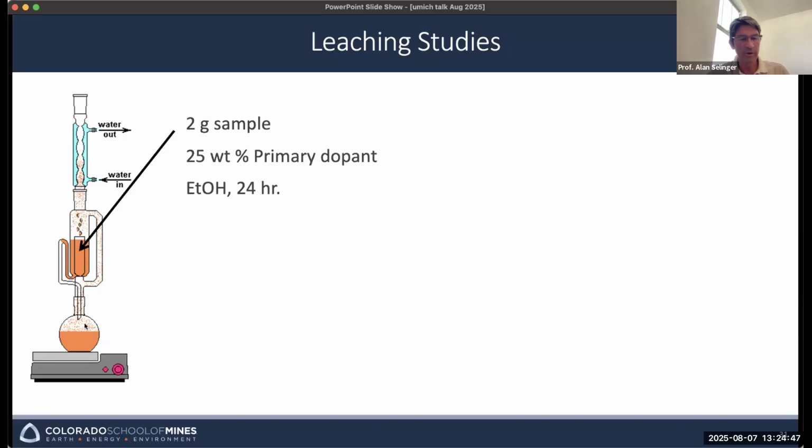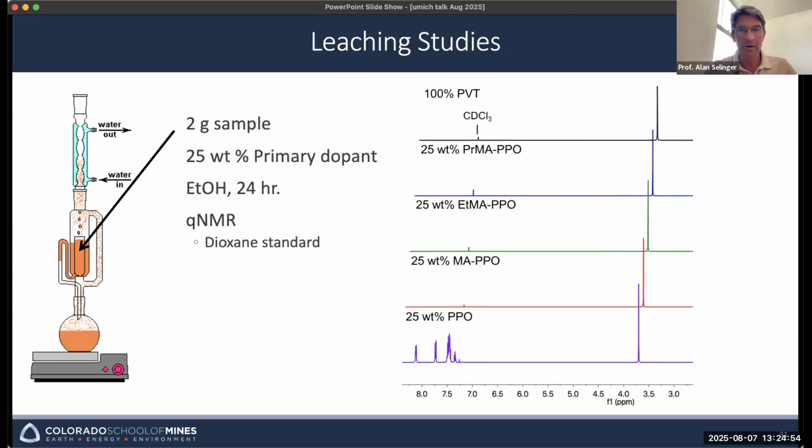And then we remove all of the solvent and test what is coming out of the scintillator. And so we do this by NMR, so nuclear magnetic resonance. And so these are with our 25 weight percent reactive dopants, nothing is coming out. This is basically telling us that nothing is coming out, but when we use just the blended PPO, almost all of it comes out. And so that is kind of an indirect way of showing that our reactive dopant is chemically bound and not leaching out.